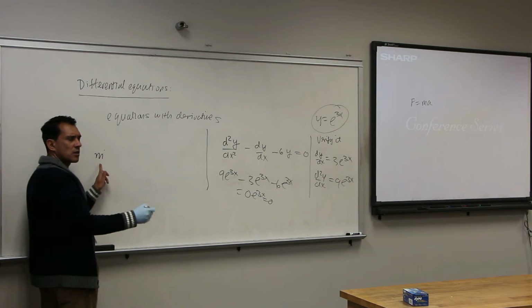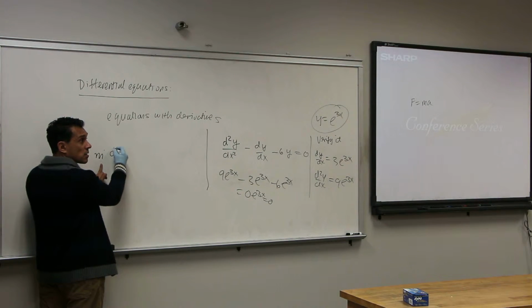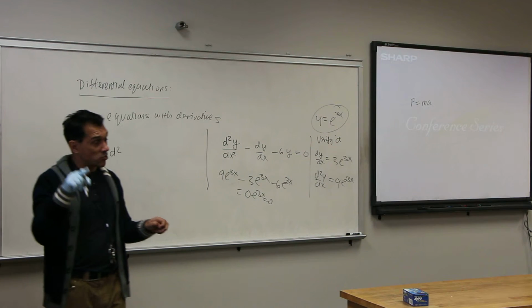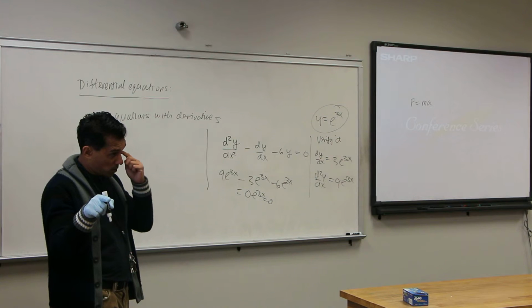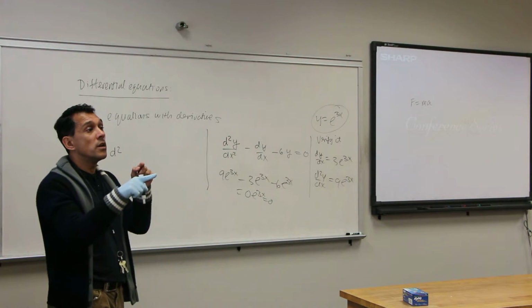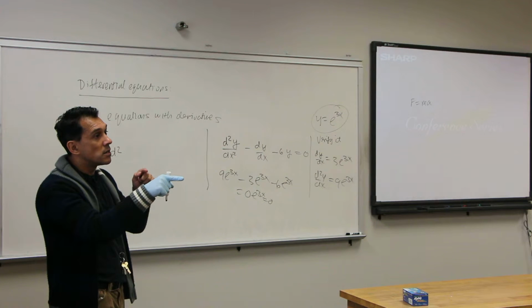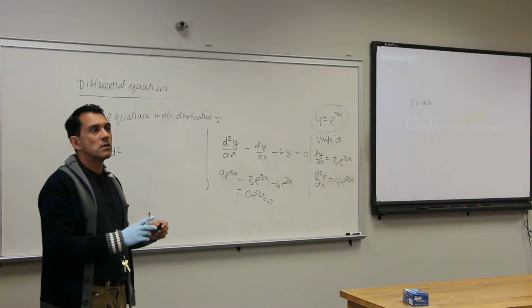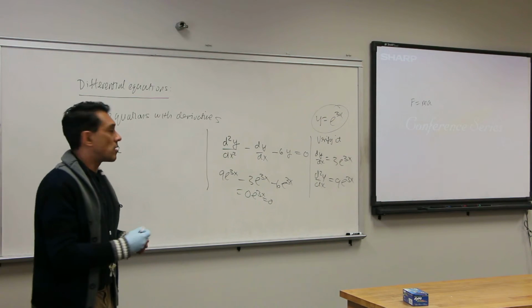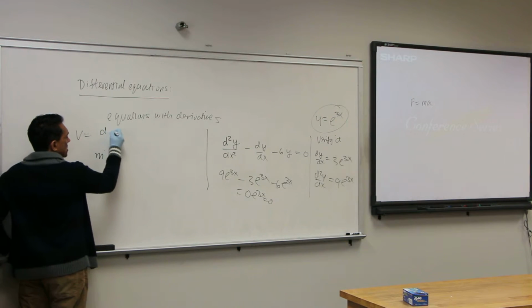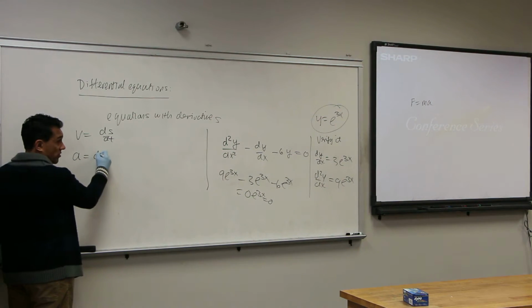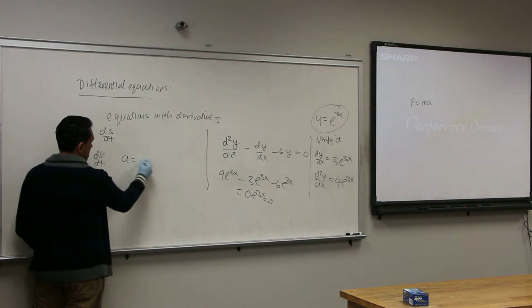Mass, let's say the mass is what? What is the acceleration? The second derivative of the position. The derivative of the velocity is the acceleration. And what is the velocity? Distance over time. Using calculus, the velocity is the derivative of the position. And the acceleration will be the derivative of the velocity. That is to say, the acceleration is the second derivative of the position.